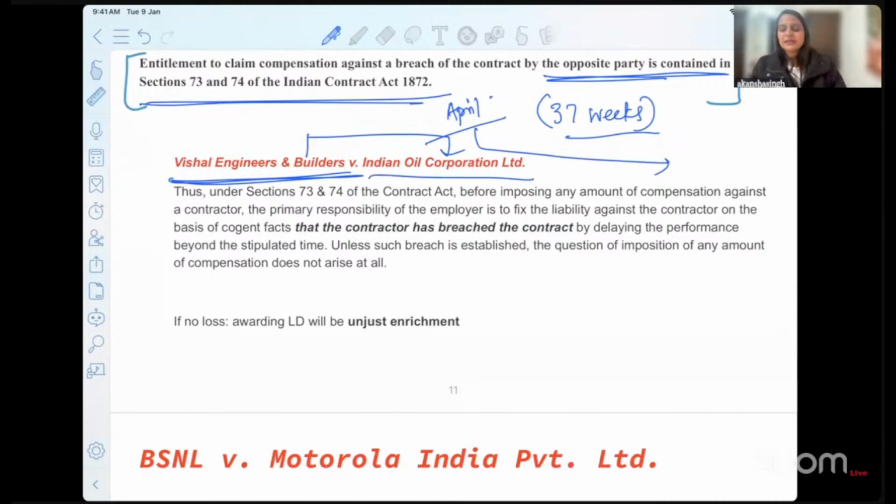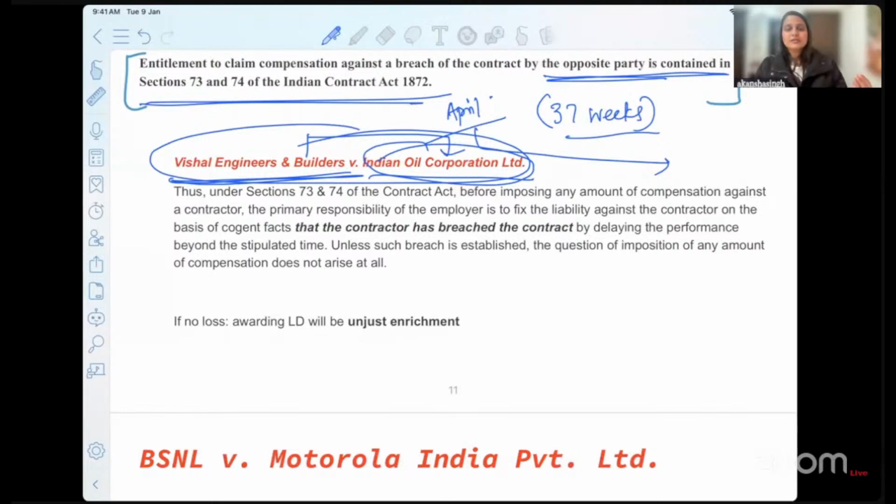But does that mean that Indian Oil Corporation goes to Vishal Engineers and says that you have to pay the compensation to us? No, they have to first reach the court. The liability has to be fixed. Now, the delay in this particular case had happened because of the agitation that was happening in Uttarakhand at that point of time, because of the statehood agitation. The transport was affected, the labor was affected, and a lot of these situations they quoted to the court.